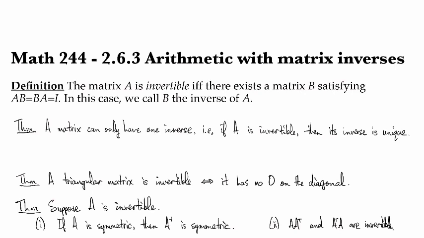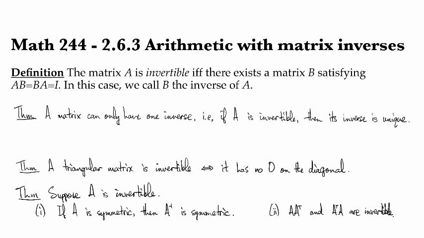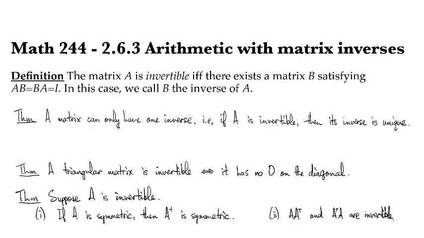So let's cover a couple of quick facts about matrix inverses. First off, a matrix can only have one inverse. In other words, if A is invertible, then its inverse is unique. And the way to show that this is true is actually kind of a neat way of arguing. So let's look at it real quick.